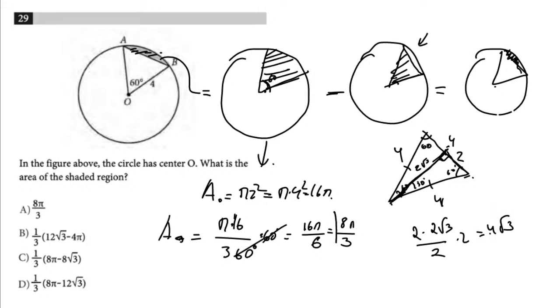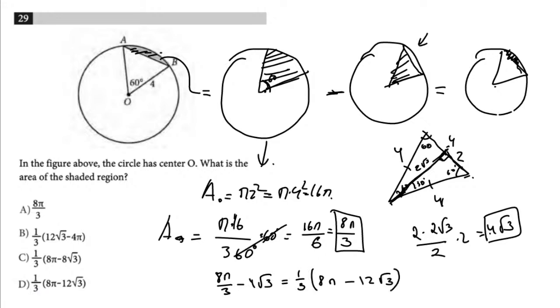Great. So I have this and I need to subtract this. Let's write that: 8 pi divided by 3 minus 4 square root of 3. I don't have such an answer. So what I do instead, I see that I have 1 over 3, so I try to factor it out. I get 8 pi minus, so it becomes 12 square root of 3. So the answer is D here, right?